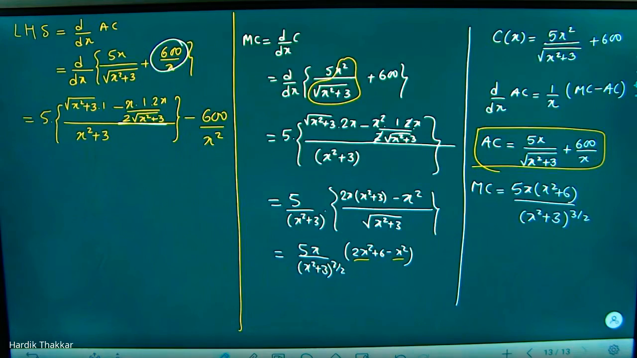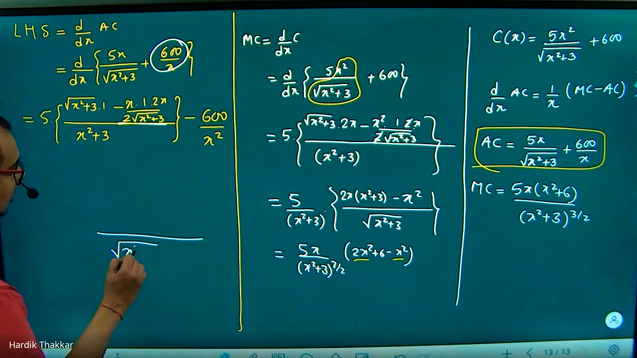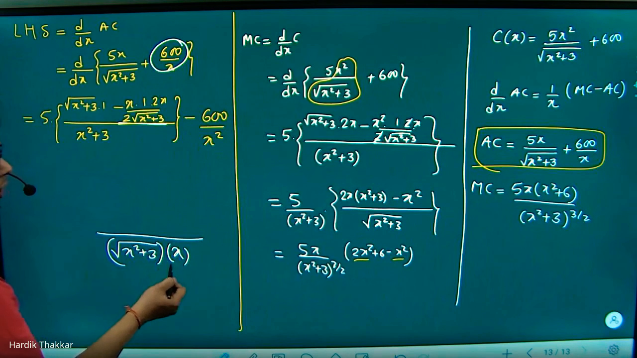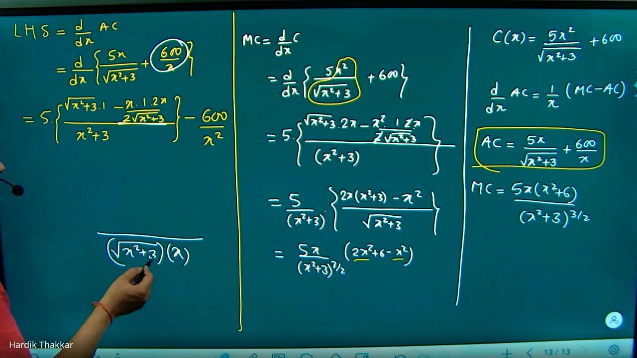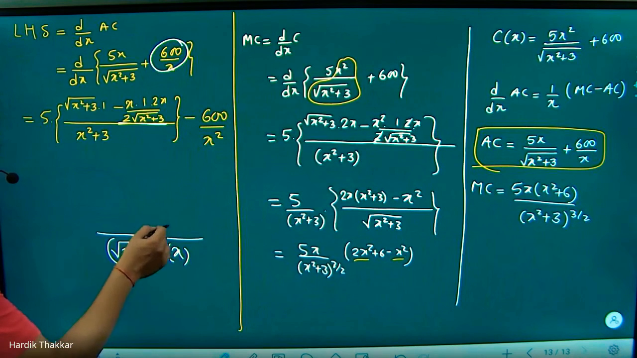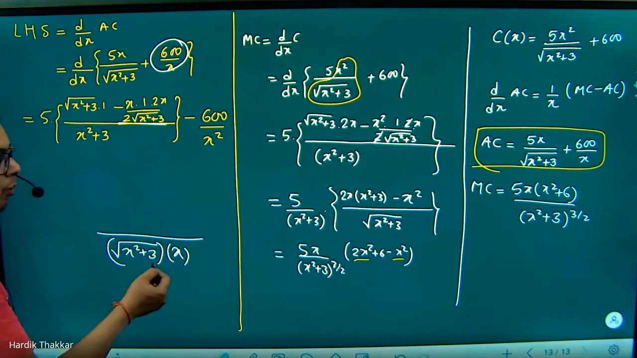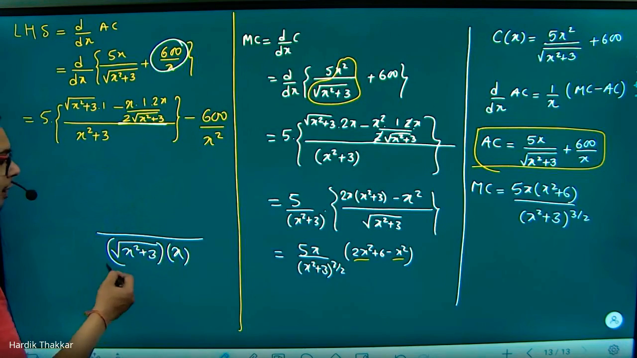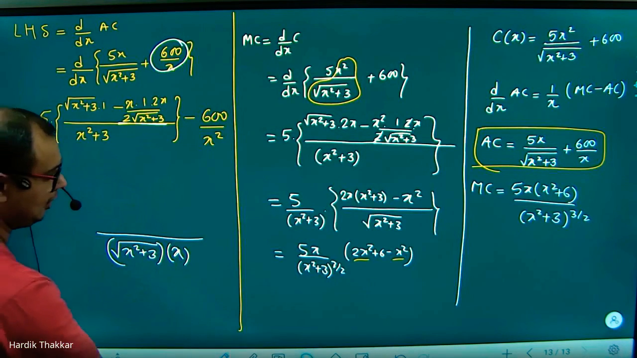Actually, yes, that thing you can also do, but in this case, the denominator will be like this: x square plus 3 into x. So when you apply quotient rule and while differentiating the denominator, you have to apply the product rule also for differentiating the denominator. So that will be a little complicated as compared to this. Can you please explain this step once again?